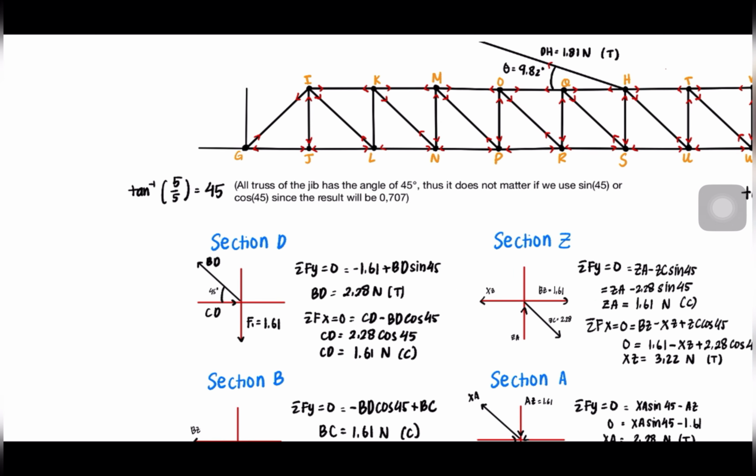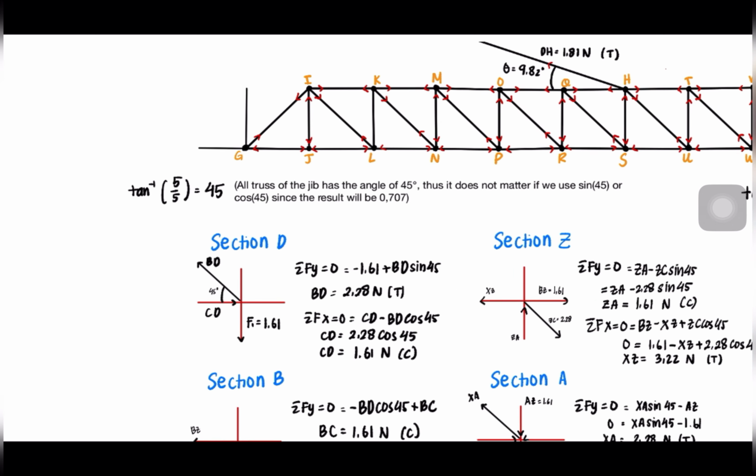Okay, the force that is connected immediately with the applied force is at point D, so we can analyze point D. It goes the same way as how we analyzed the counterweight. We can use the same method, sigma Fy equals 0 and sigma Fx equals 0, to find the members of the jib. For section D, we have BD, CD, and F1. The known force is F1, which is 1.61 Newton.